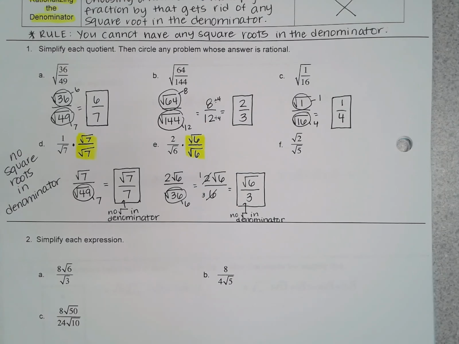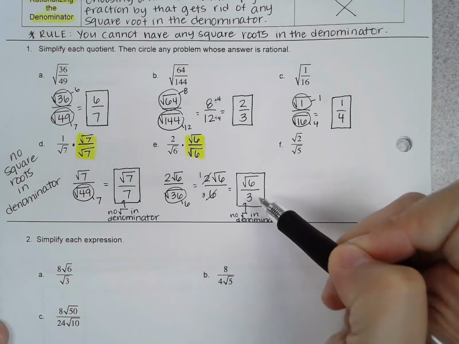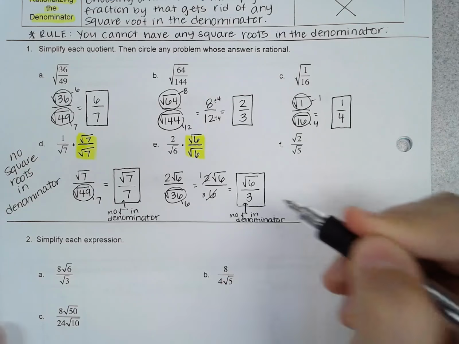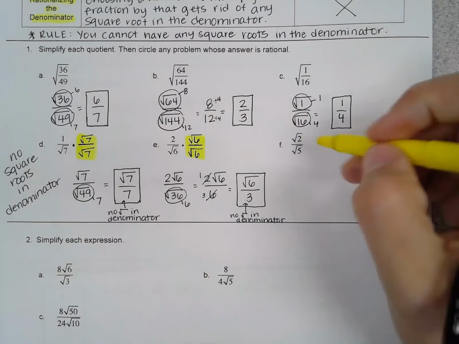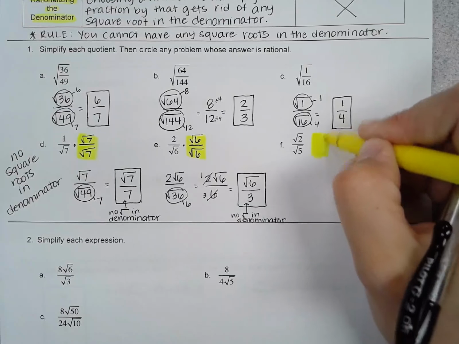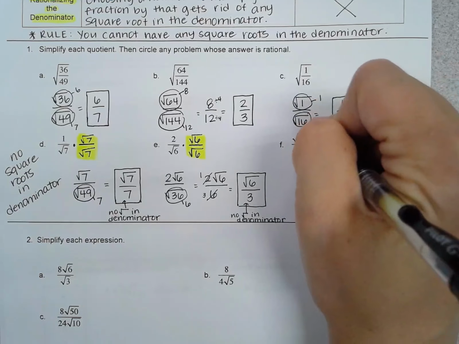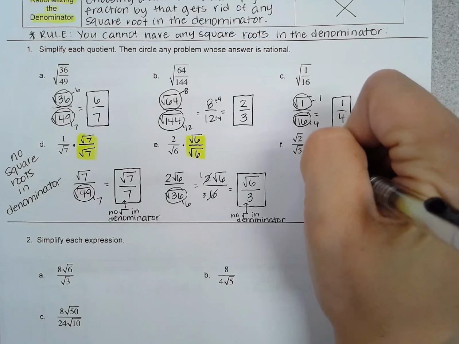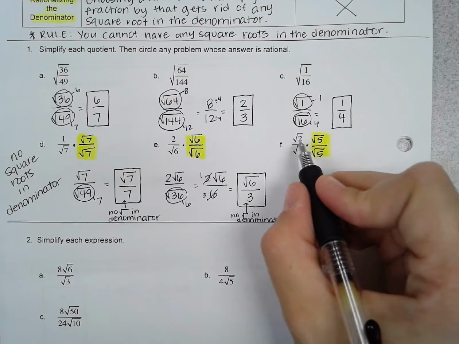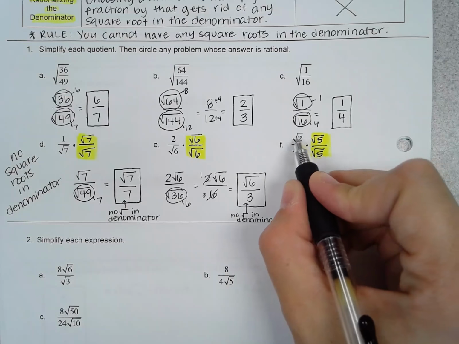So there's no problem at all if there's a square root in the numerator. You just want to make sure that you have no square roots in the denominator. And then lastly on this one, remember you always pick the number that's inside the square root that's in the bottom. So I'll multiply this one by the square root of 5 over the square root of 5.